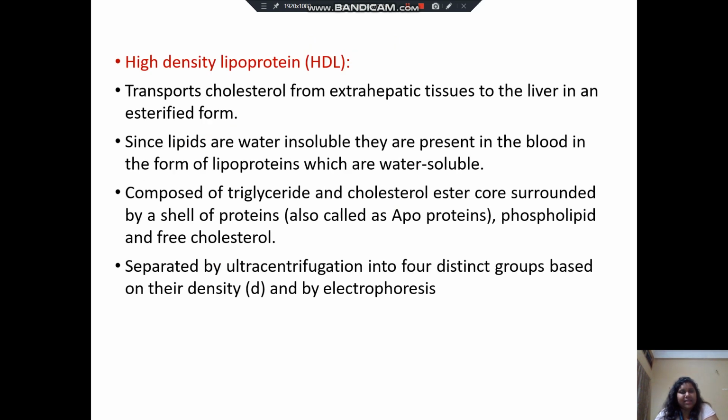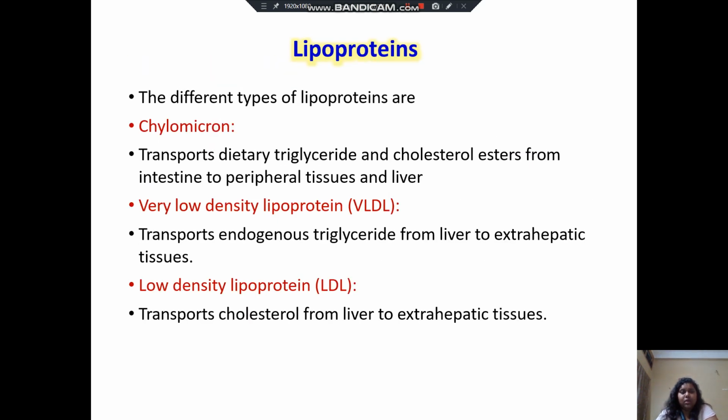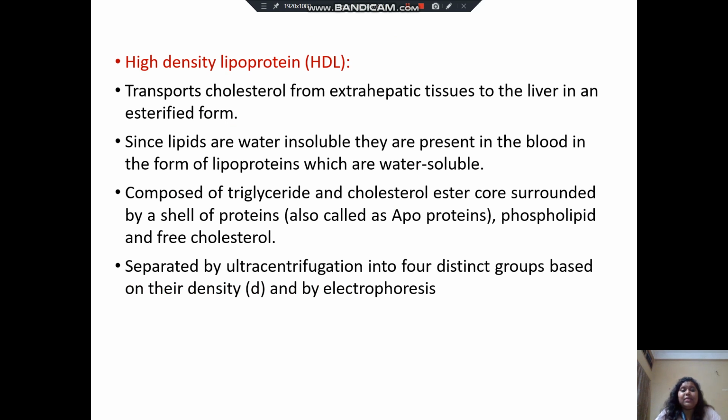So here lastly I want to conclude about lipoproteins. There are different types of lipoproteins. That is chylomicron, that transports dietary triglyceride and cholesterol esters from intestine to peripheral tissues and liver. Then very low density lipoprotein, that is VLDL, that transports endogenous triglyceride from liver to extrahepatic tissues. The low density lipoprotein, that is LDL, transports cholesterol from liver to extrahepatic tissues. Then high density lipoprotein, that is HDL, transports cholesterol from extrahepatic tissues to the liver in an esterified form.